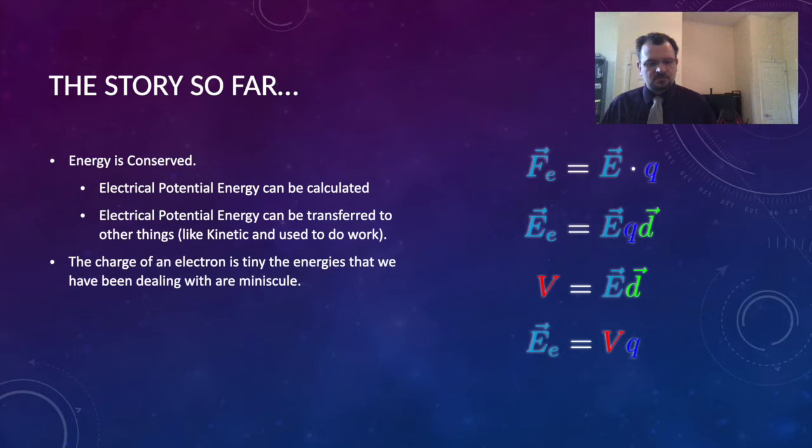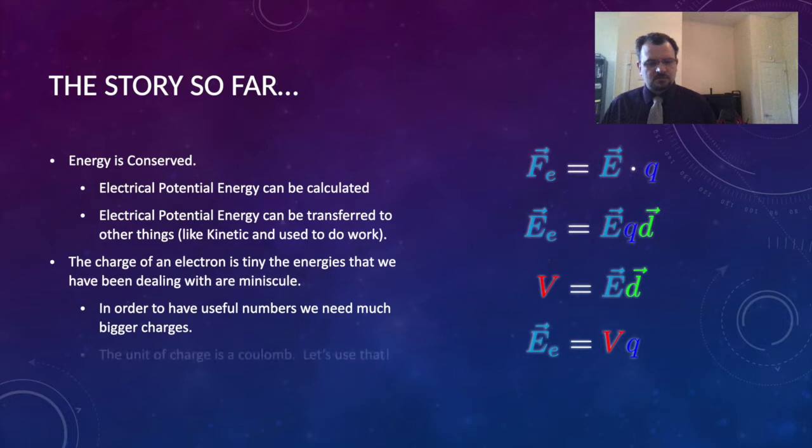So, in order to have more useful numbers: the kinetic energies have been tiny, the potential energies have been tiny. There's no way that we could use that to do useful things energy-wise in the world we live in. So we're going to need much bigger numbers. We're going to need much bigger charges. So we're going to be now using a full coulomb as our unit of charge. And let's talk about how we're going to do that.